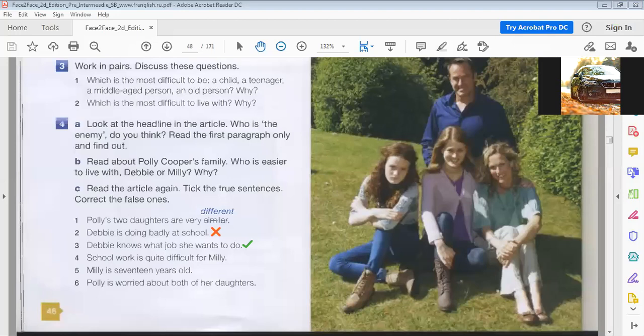Schoolwork is quite difficult for Millie. Is it true or false? Not for Debbie, for Millie. False or true? Quite difficult for Millie. Yes, true. Millie is having problems at school. Okay. Millie is 17 years old. False. How old is she? 16. She's 16. She's not 17. Correct.